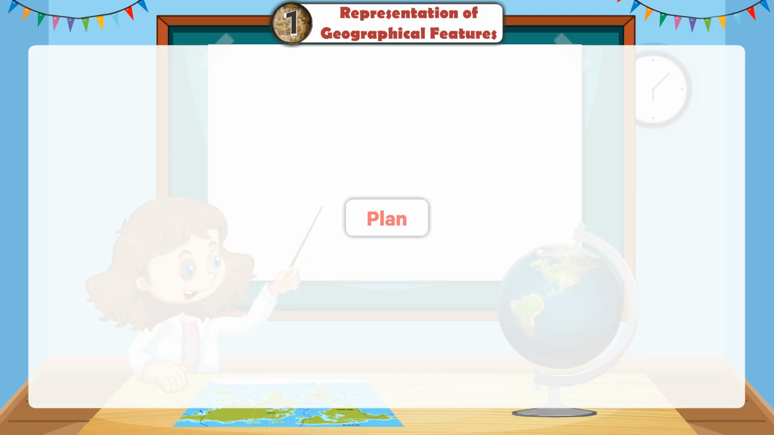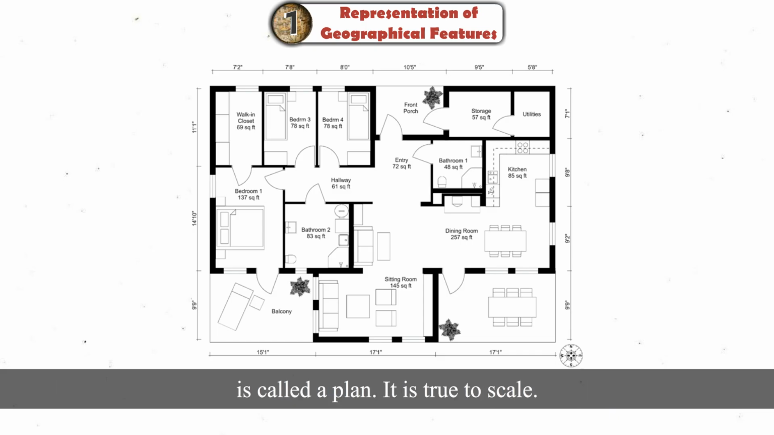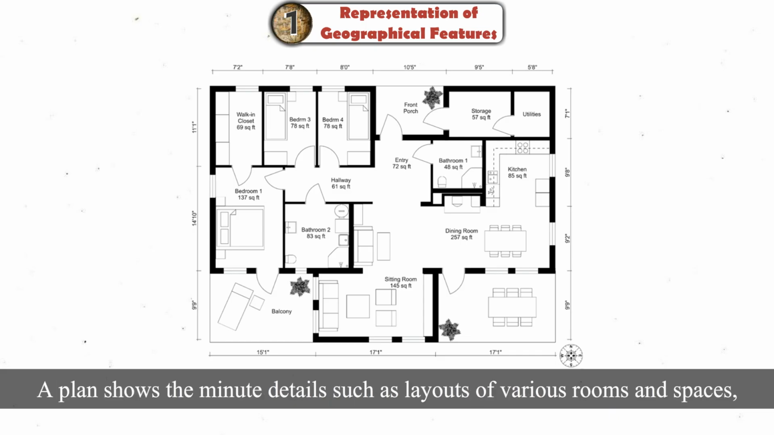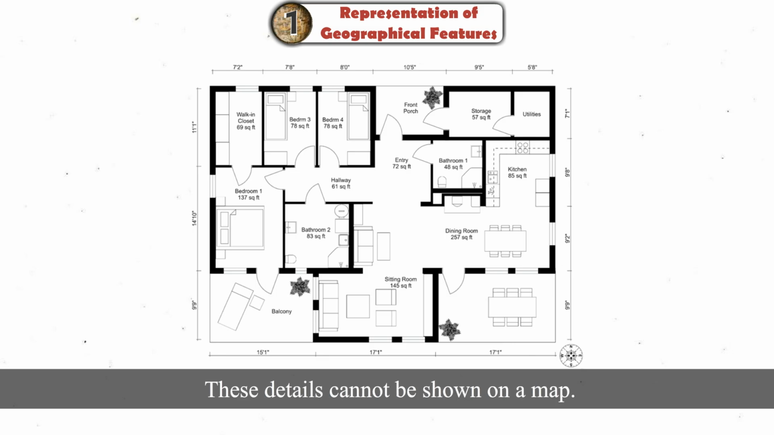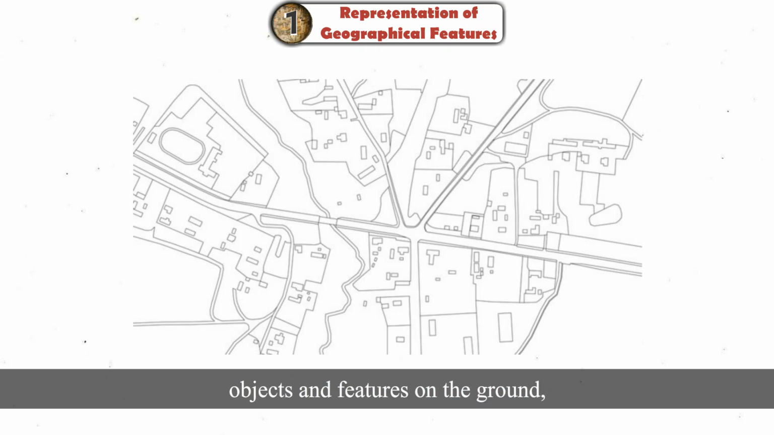Plan. The detailed drawing of a small area, a building, school, playground, etc., is called a plan. It is true to scale. A plan shows the minute details such as layouts of various rooms and spaces, their lengths and breadths. These details cannot be shown on a map. Maps, sketches, and plans are drawn on a sheet of paper to show the various objects and features on the ground, but their manner of drawing differs from one another.